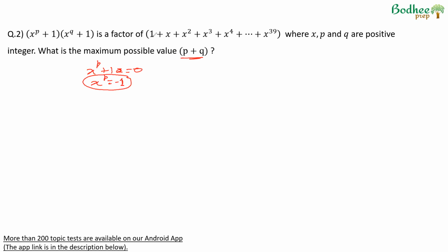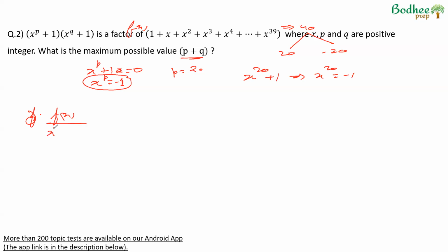Now, the number of terms here is 40. If I divide these terms equally, we could have 20 positive and 20 negative terms. What I'm saying is, if I take p to be 20 and I say x raised to power 20 plus 1 is a factor, this means x raised to power 20 is equal to -1. Using the remainder theorem, we find the remainder when this, say this is f(x), is divided by x raised to power 20 plus 1.